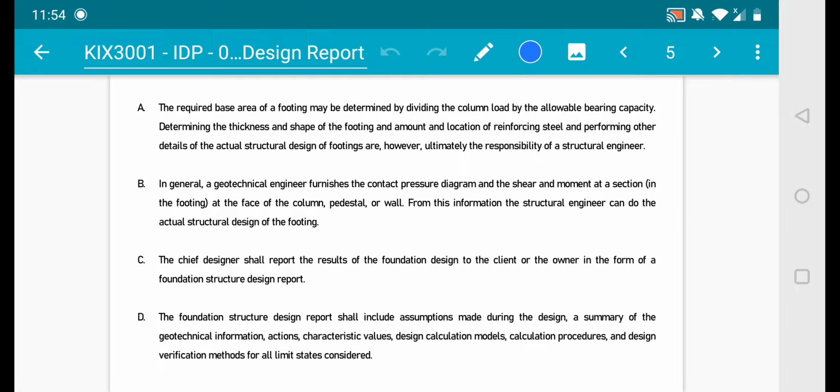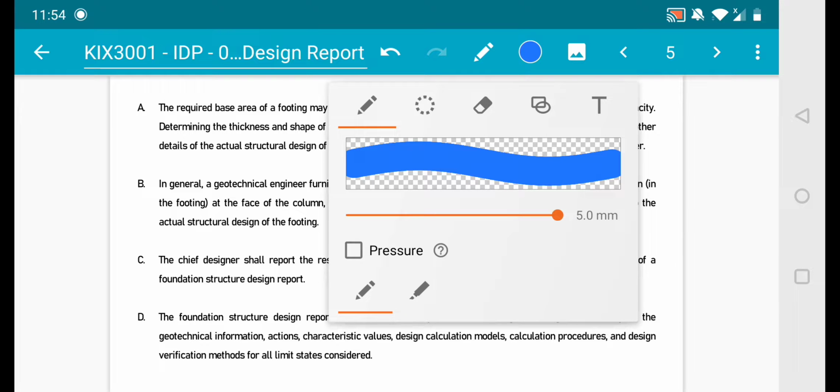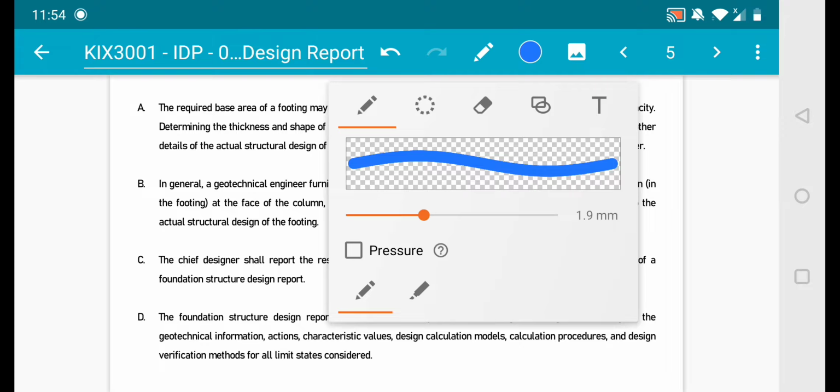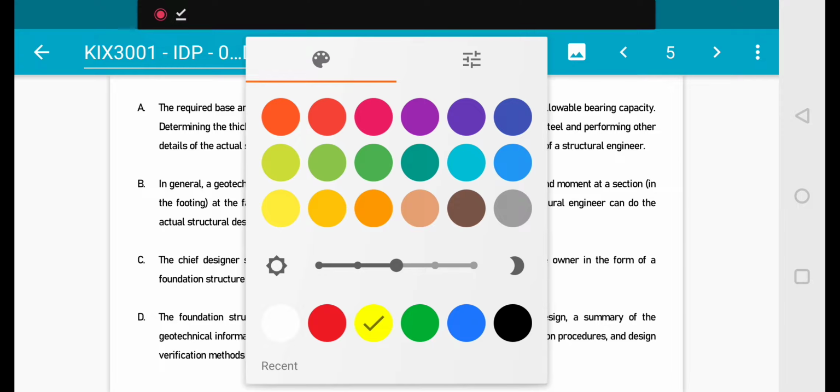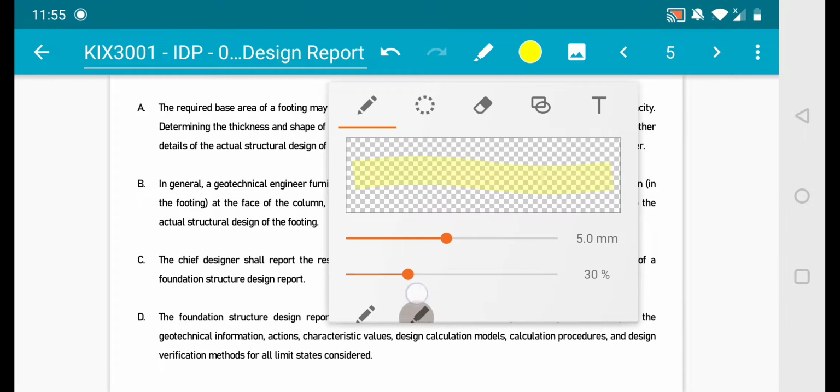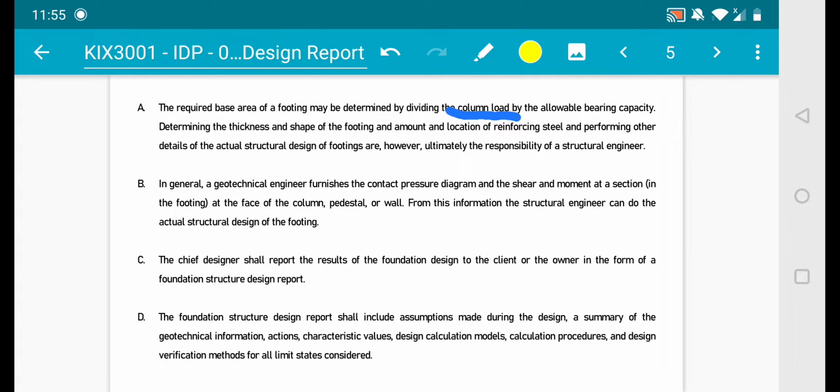Firstly, you need to understand what's the difference between client, geotechnical engineer, and structural engineer. Let's read this. Now A, the required base area of a footing may be determined by dividing the column load. Let's go for highlight. So you divide the column load by the allowable bearing capacity. So this was explained in foundation engineering, where allowable bearing capacity is always the main thing in your foundation design.